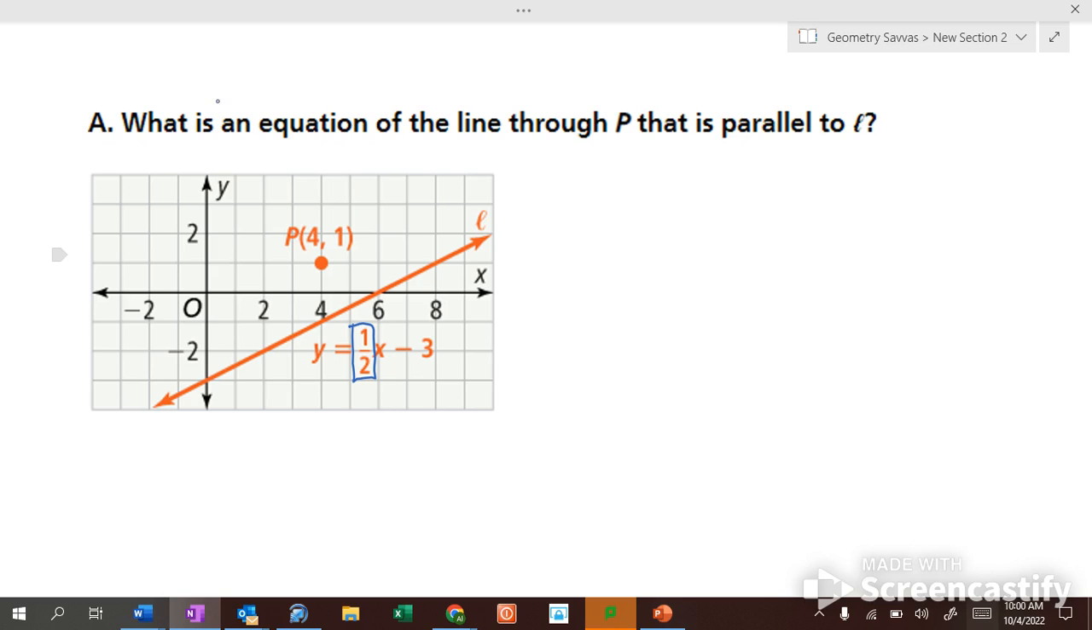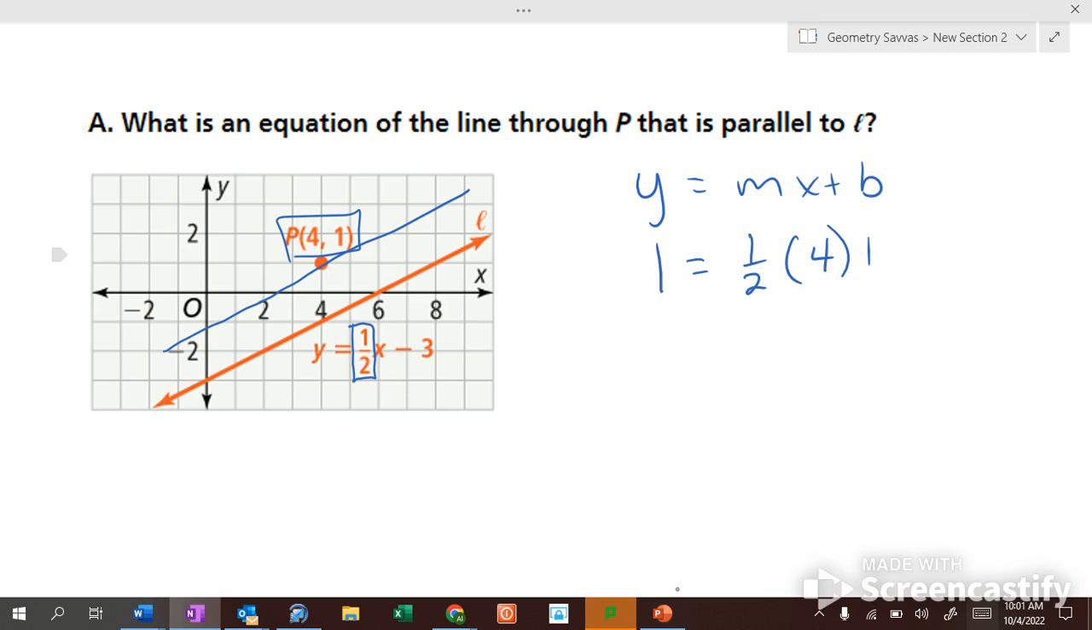Okay? Now, we want a line parallel that goes through 4, 1. So we go y equals mx plus b. What's the y of my point, Quinn? 1. What's my m? 1/2. What's my x? 4 plus b. So then all I have to figure out is what b is.